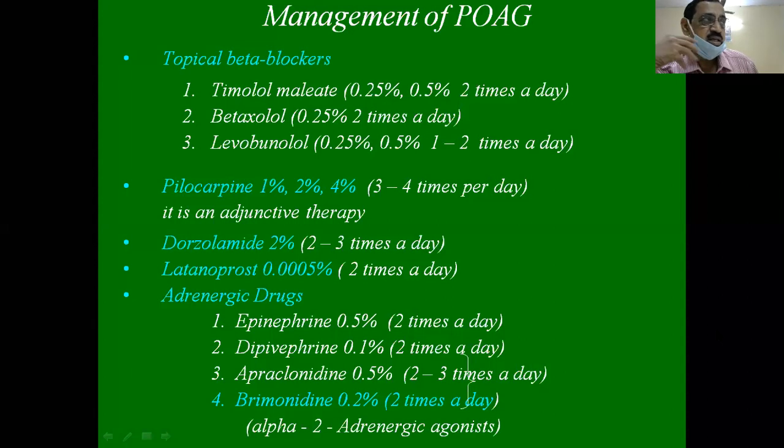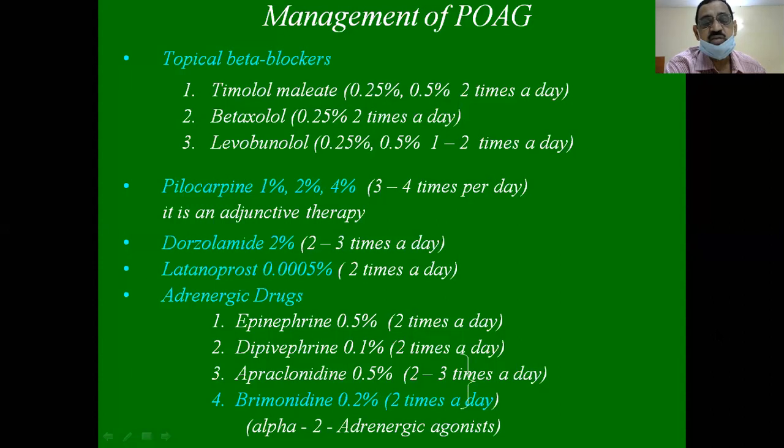And betaxolol increases the perfusion pressure of the optic nerve head, the blood supply to the optic nerve head. It is 0.25% twice daily. Levobunolol is 0.25% to 0.5%, 1 to 2 times per day. So betaxolol is a selective beta blocker, and it can be given in case of COPD patients. Pilocarpine had been the sheet anchor of the treatment of primary open-angle glaucoma, and nowadays we are not using it. We may use it as an adjunct to other treatments, other drugs.